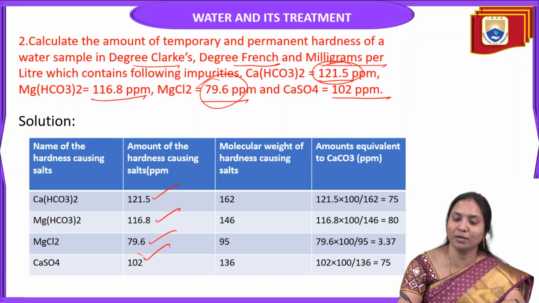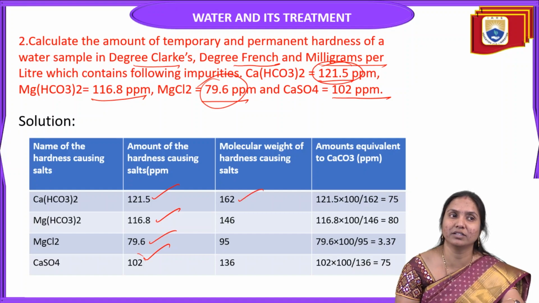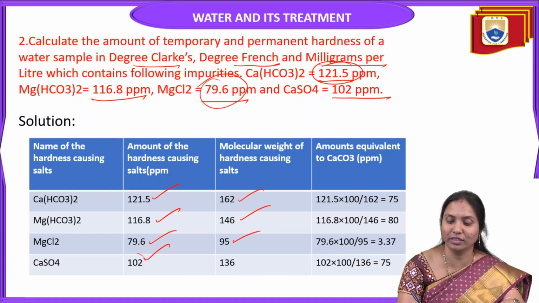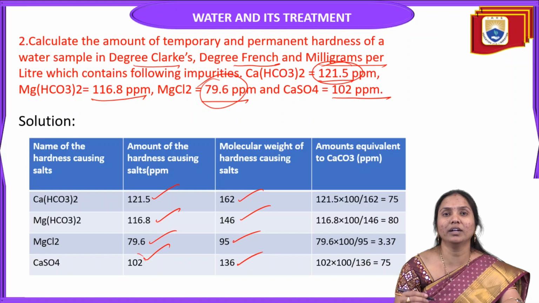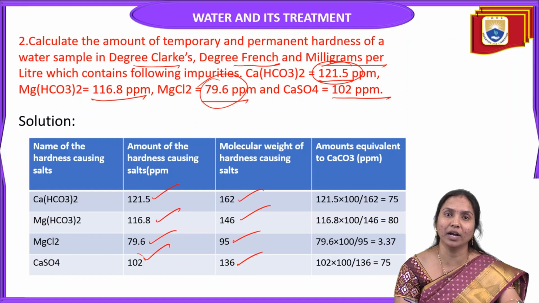Calcium bicarbonate molecular weight is 162, magnesium bicarbonate molecular weight is 146, magnesium chloride molecular weight is 95 and calcium sulfate is 136. So now I can convert it into calcium carbonate equivalent. So what is the formula we are using here? Amount of hardness causing salt present in water by molecular weight of hardness causing salt into 100.